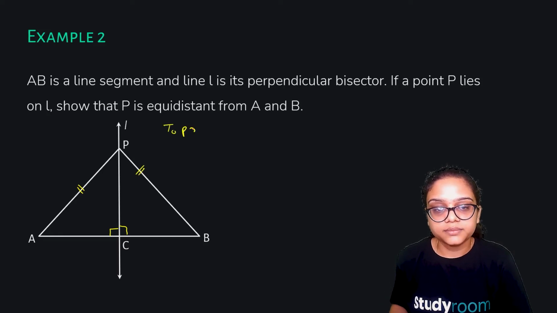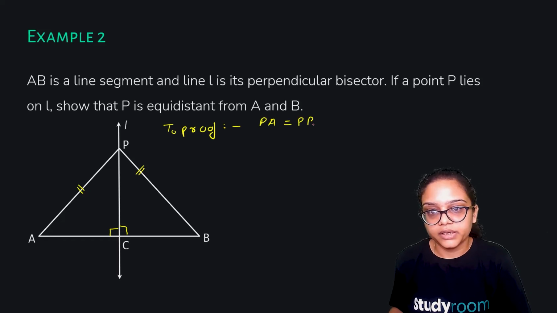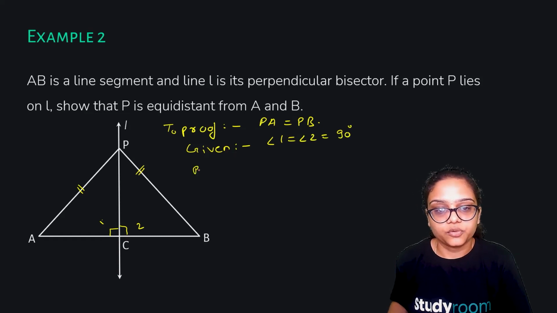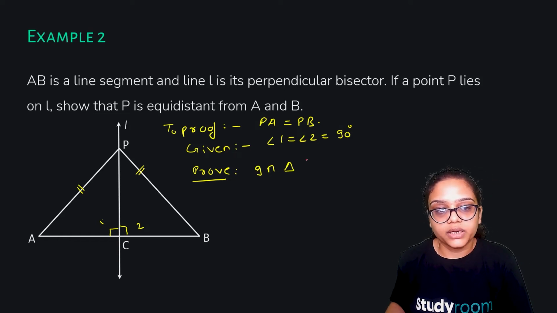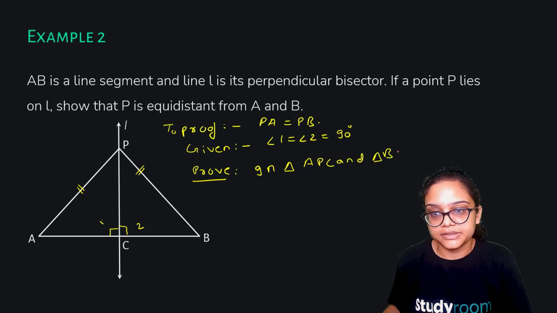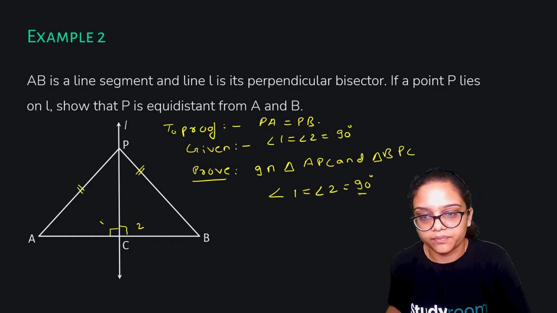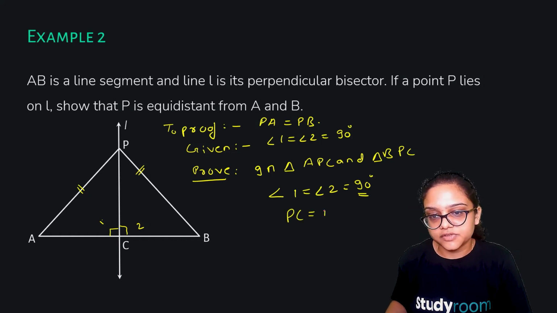So to prove PA is equal to PB, correct? And given, angle, I'll just name it, okay? Angle 1 is equal to angle 2 is equal to 90. Okay, proof. Suppose that I'm looking for in triangle APC and triangle BPC. I know that for a fact angle 1 is equal to angle 2 and they are 90 degrees. That's not an issue, but okay, fine. And PC is equal to PC, which is common line.